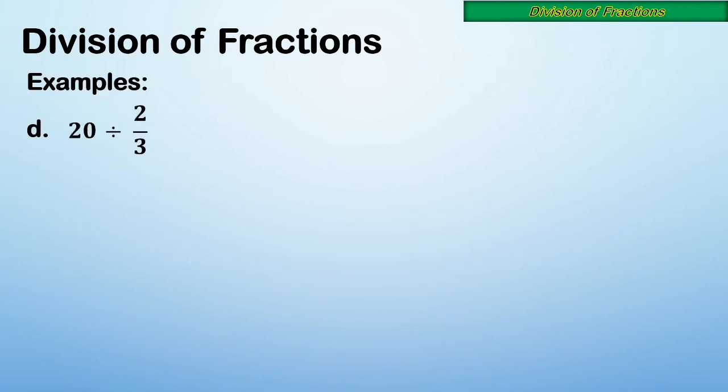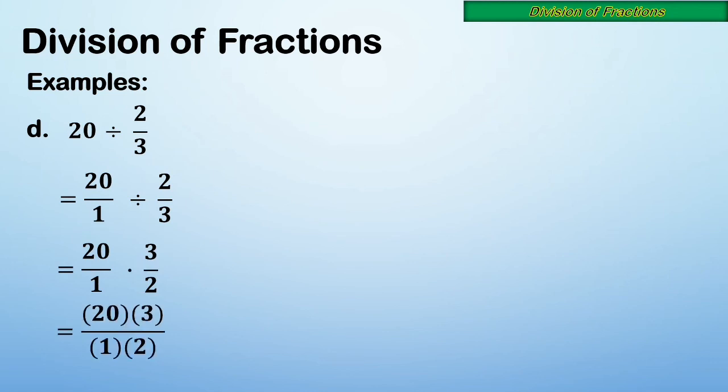Another example, 20 divided by 2/3. As I said, if it is a whole number, there would be a denominator which is 1. Change the operation to multiplication, get the reciprocal of 2/3, which is 3/2. Then, simplify or use the cancellation method. At pwede na rin hindi. 20 times 3 and 1 times 2, 60 over 2. Then 60 divided by 2, we have 30.